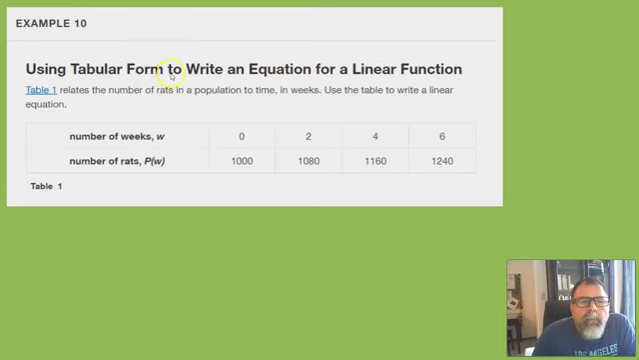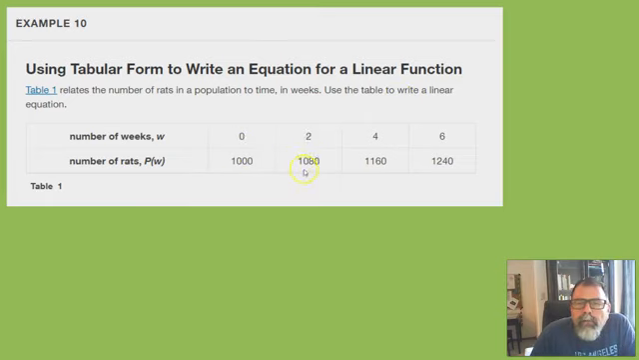Example 10, using tabular form to write an equation for a linear function. Table 1 relates the number of rats in a population to time in weeks. Use the table to write a linear equation. Okay, so number of weeks is w. At 0 weeks, we start out with 1,000 rats. 2 weeks is 1080, 4 weeks is 1160, 6 weeks is 1240. So let's see, we want to write a linear equation.